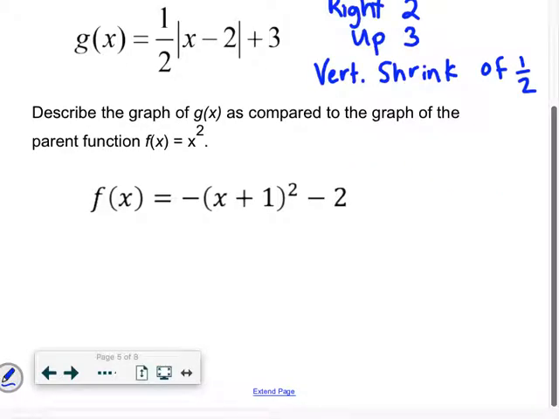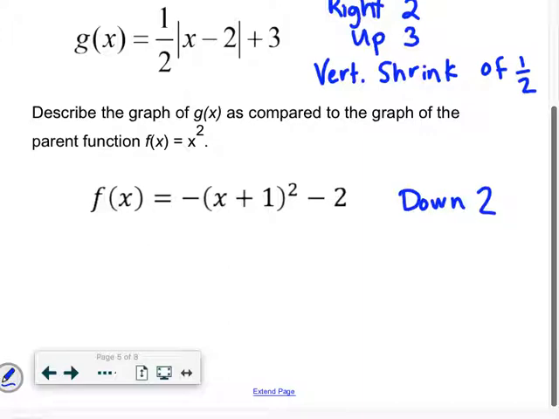All right, Nathan, give me a transformation for f of x equals x squared. Okay, so it went down. Just tell me how many. Down by 2. Excellent. Mason, give me another transformation.